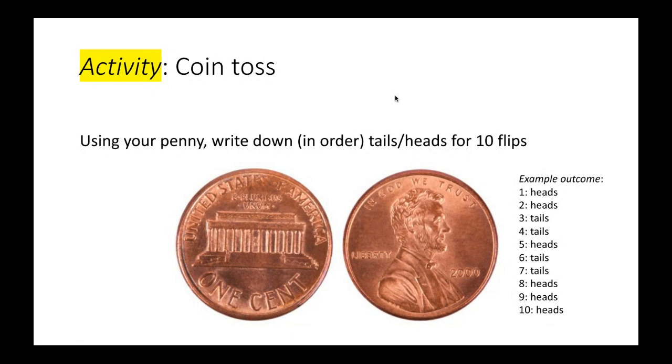If you don't know how to flip a coin, I'll give a quick demo of how I flip a coin. I have my thumb and my penny, like this, and I flick it in the air. There's this guy, Lincoln, on the heads side, and the other side is tails. Ten times. So write down the first try.